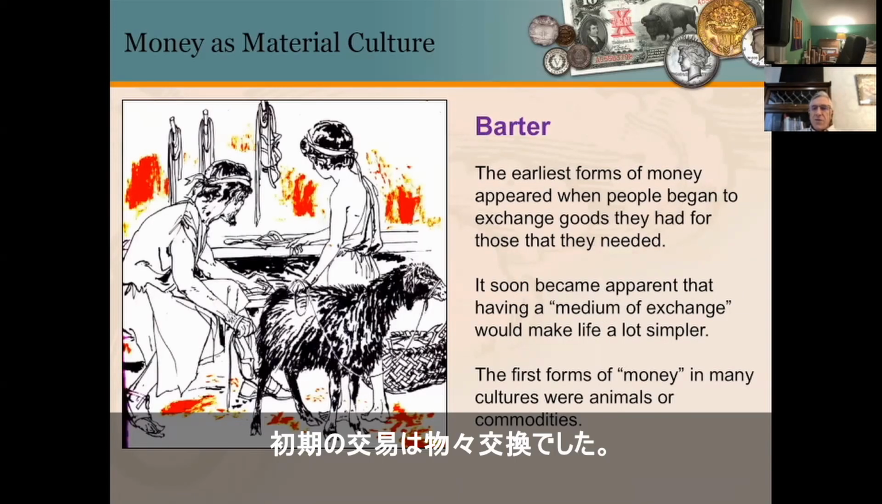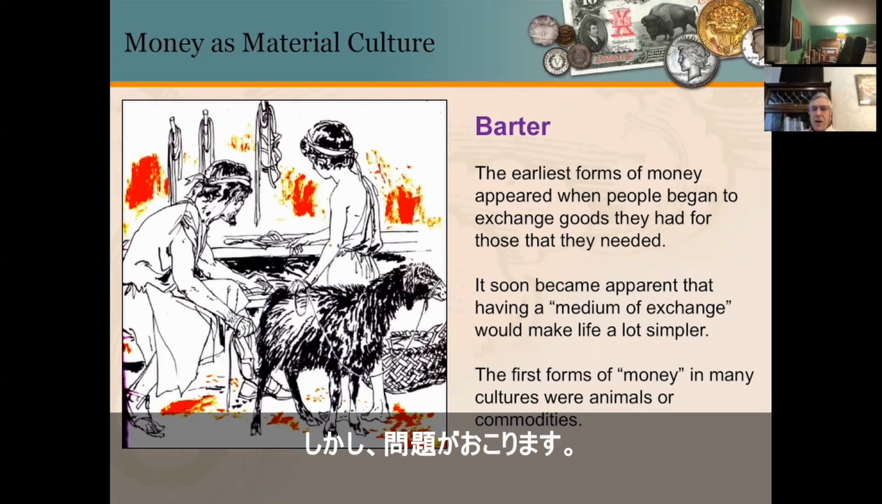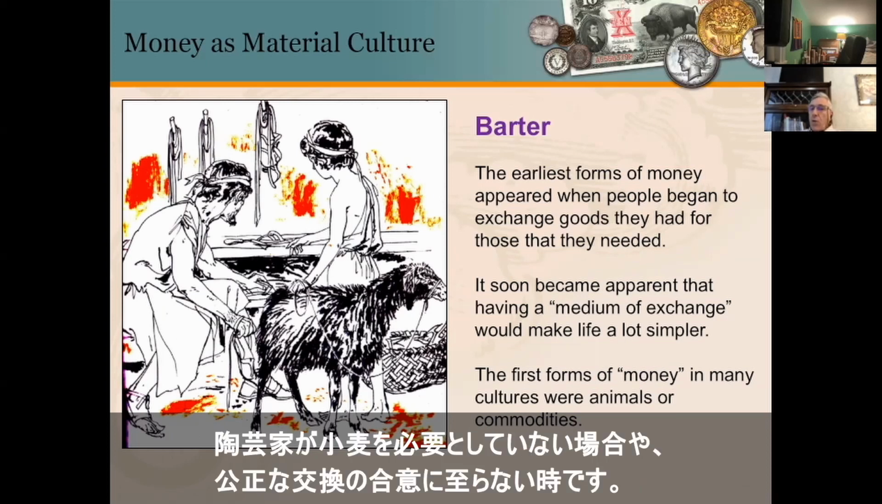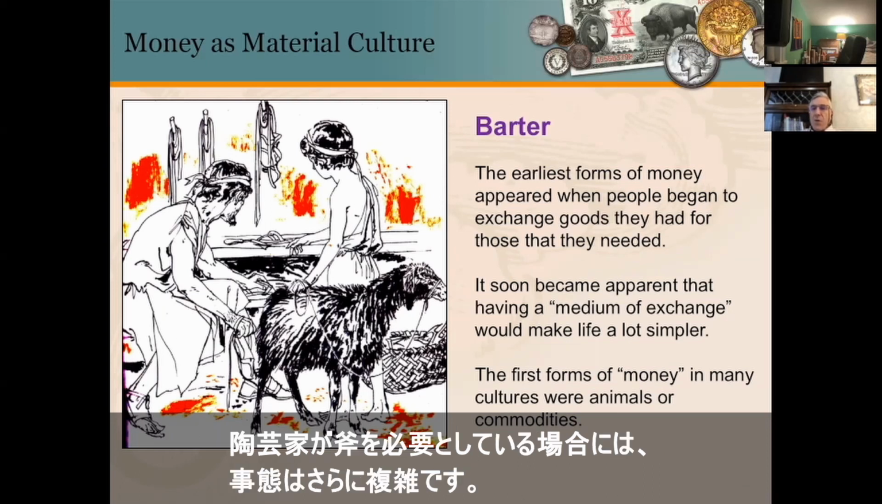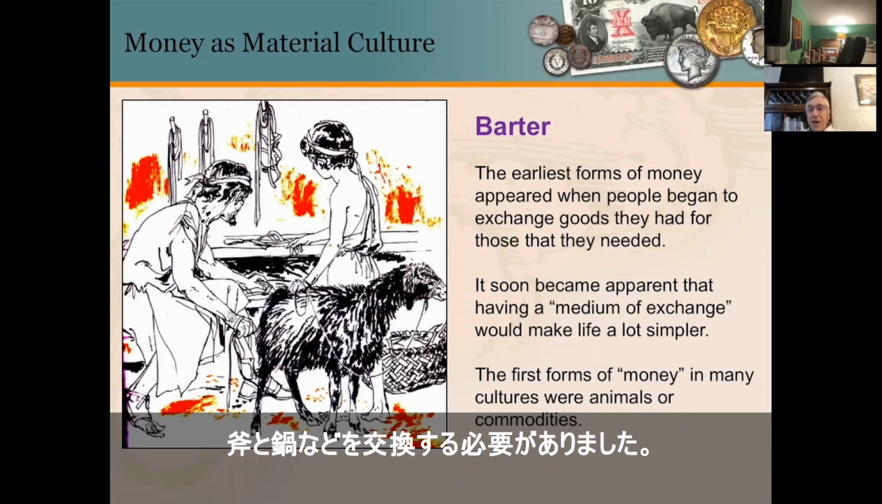The earliest forms of trade involved barter, i.e., a farmer who needed a clay pot would trade his excess wheat with a potter. The problem came when the potter did not need wheat, or when a fair exchange could not be agreed upon. Things became more complicated when the potter needed an axe, so the farmer would need to find a blacksmith who needed wheat, and then he could trade an axe for a pot, etc.